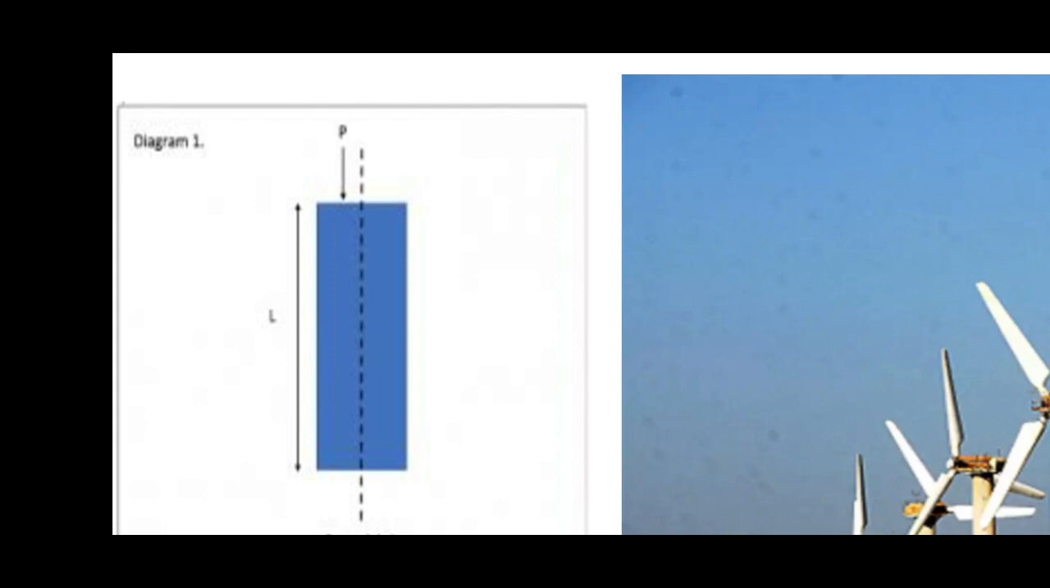So see, we have an L. It means the length of that part. Diagram number 1. I'm telling you, diagram number 1. So apart from that axis, at some distance from the axis, we have one force acting on the part from the top side.